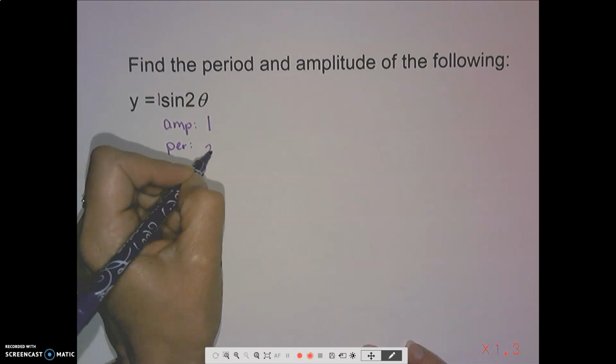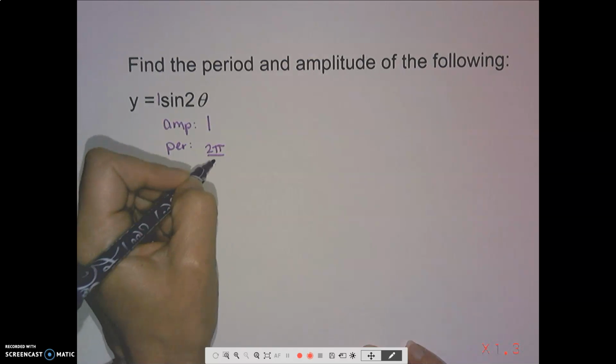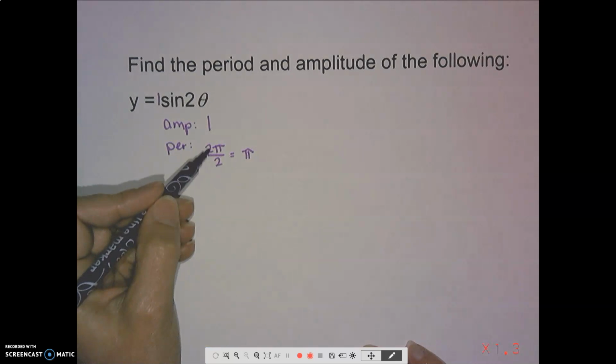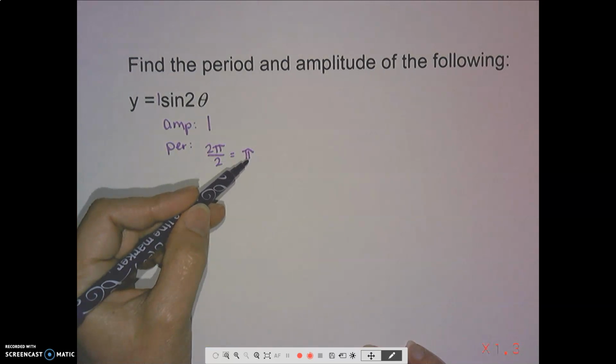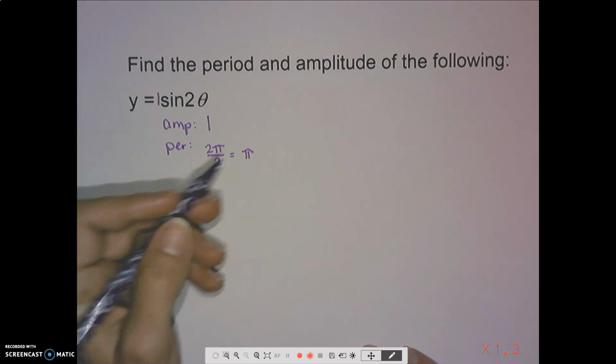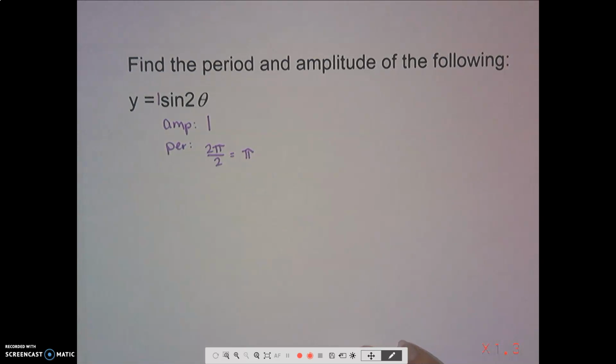Our period, we would take 2 pi and divide it by b, which means our b is 2 there. 2 pi divided by 2 makes it just be pi. Since 2 sine curves would happen by the time we make it to 2 pi, that makes sense that one sine curve would take pi radians. So the first one would be pi, and then the next one would be 2 pi.